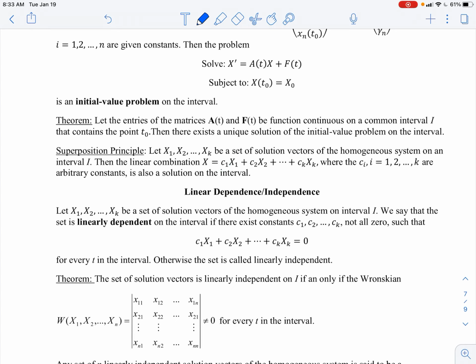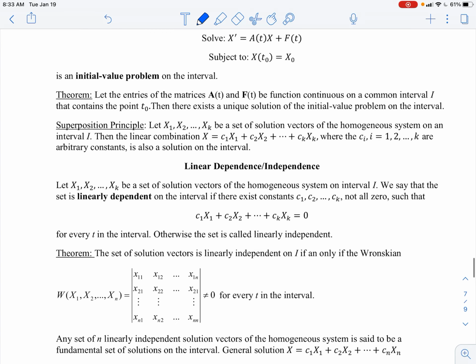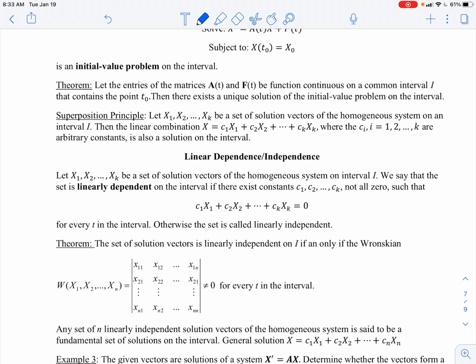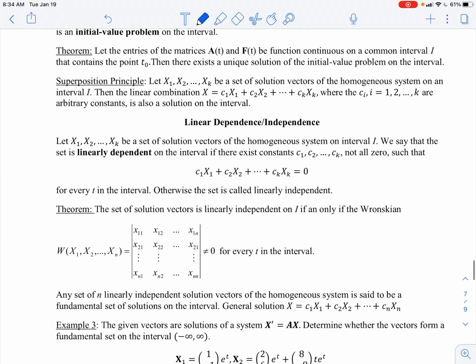All right, now, also, we want to find out if something is linearly dependent or independent. So let x sub 1, x sub 2, up to x sub k, all of our solutions, be solution vectors of the homogeneous system on interval I. We say that the set is linearly dependent on the interval if there exist constants c sub 1, c sub 2, up to c sub k, not all zeros, such that c sub 1 x sub 1 plus c sub 2 x sub 2 plus all the way to c sub k x sub k is equal to 0 for every t on the interval. Otherwise, the set is called linearly independent.